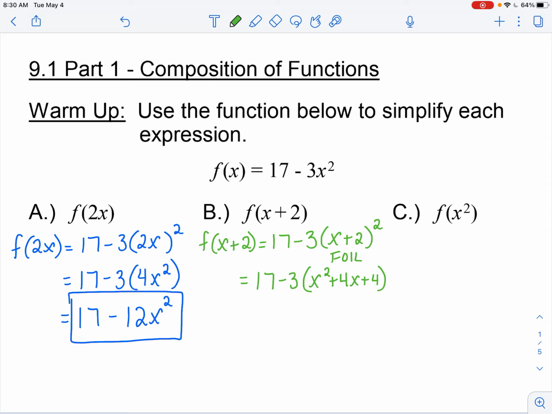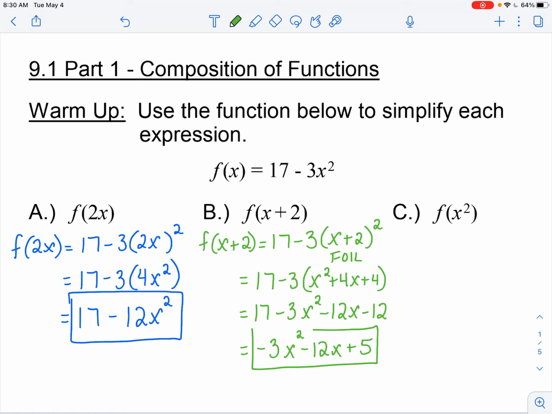Now I want to distribute that negative 3 to get minus 3x squared, minus 12x, and minus 12. And then combine like terms. I'm going to write my answer in standard form, but it's not really necessary. But I'm going to write negative 3x squared minus 12x, and then 17 minus 12 is plus 5. Don't worry about trying to factor or anything like that. Your goal is just to have a standard form function.